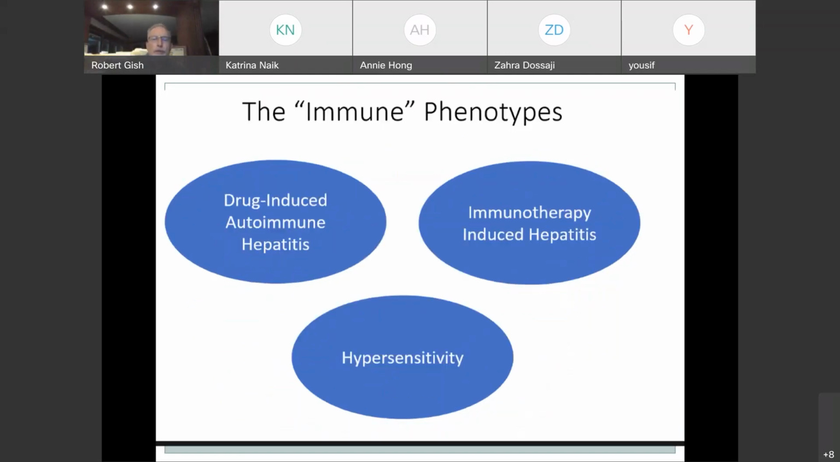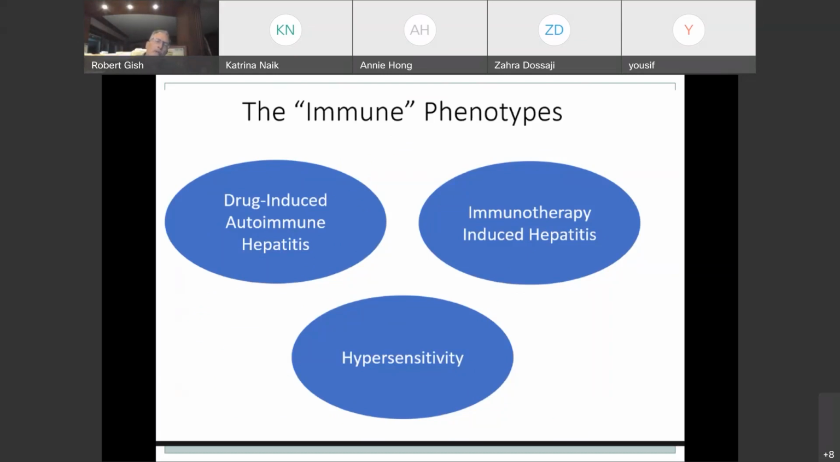Talk about these immune drugs, that is drug-induced autoimmune hepatitis early. There's also immunotherapy-induced hepatitis from the checkpoint inhibitors, which are PD-1, PD-L1, or CTLA-4. This could be nivolumab, atezolizumab, pembrolizumab, ipilimumab, which is a CTLA-4. And those can cause a direct turn on of the immune system and trigger an autoimmune type hepatitis.